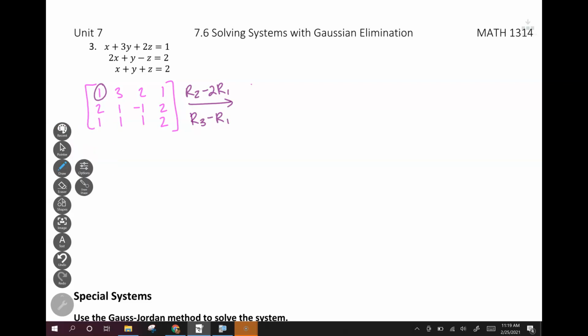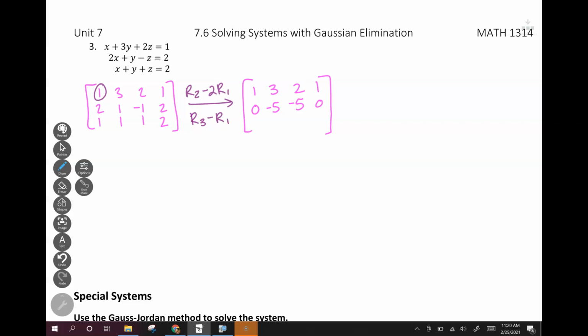Okay, let's change that. So first row is not changing. Second row is going to subtract 2 of row 1 from that. So 2 minus 2 gives me 0. 1 minus 6 gives me negative 5. Negative 1 minus 4 gives me negative 5. 2 minus 2 gives me 0.